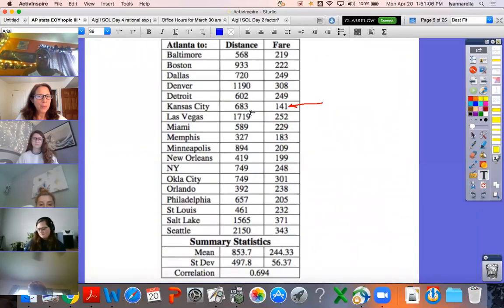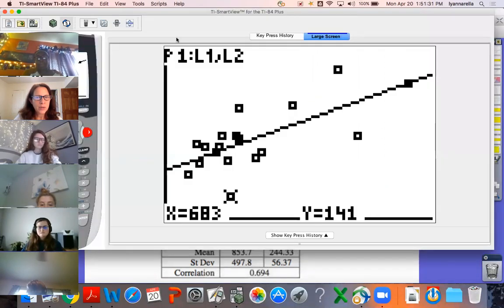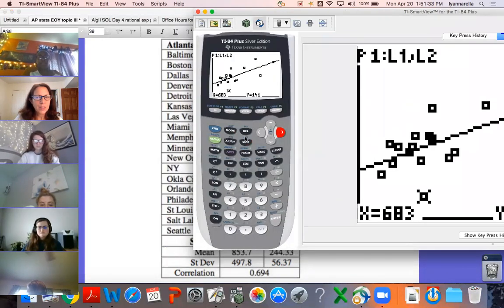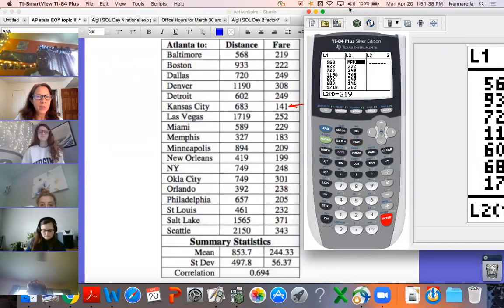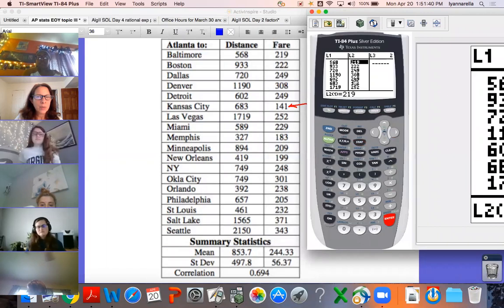Okay, do you remember when we did the distance and the fares way back, probably way back in October, where we said, if the distance from, I think all these are from Atlanta Airport. So if the distance from Atlanta to Baltimore was 568 miles, the fare would be $219. If the distance from Atlanta to Boston was 933 miles, the fare would be this. And what we did is we went into our calculators under the stat edit, and I put all those values in L1 and L2. So L1 is my X values, my distance, and L2 is my Y value, my fare.